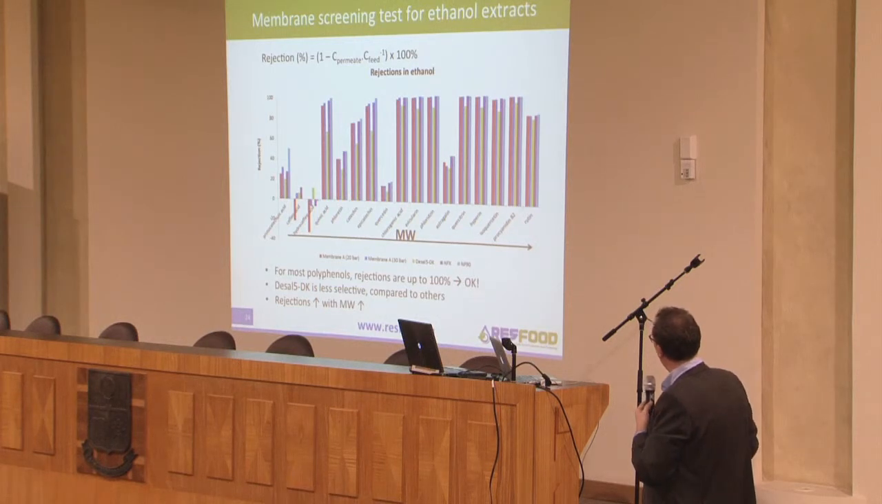Here, the polyphenols are also ordered from low to high molecular weight, and we see that the rejections increase when the molecular weight is also increasing. Here with astragalins, for example, well, it's not working very well for astragalins. We don't know yet why, actually, the reason for it.